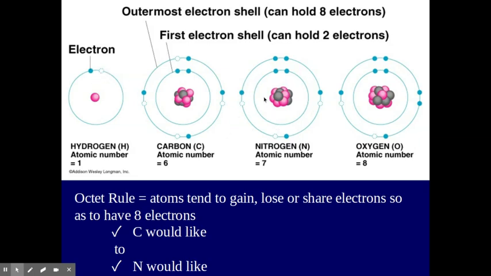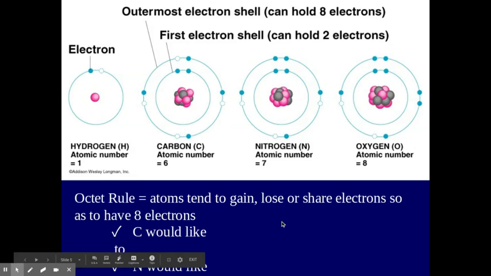Nitrogen, here's the Bohr model for that. You can see there's 1, 2, 3 missing electrons from its valence shell. So it's going to want to do something to fill those 3, right? And oxygen has 2 open spots. So it's going to want to do something to fill those.